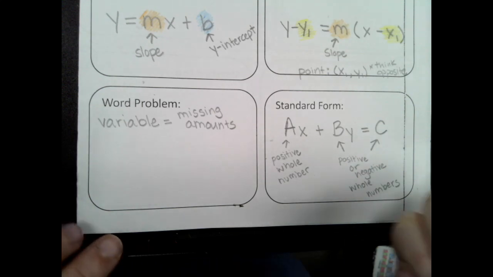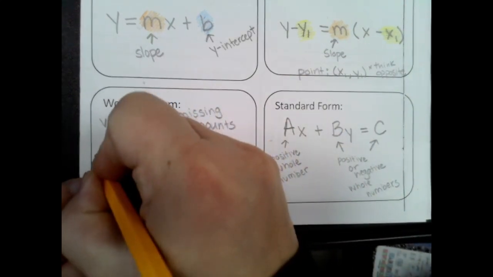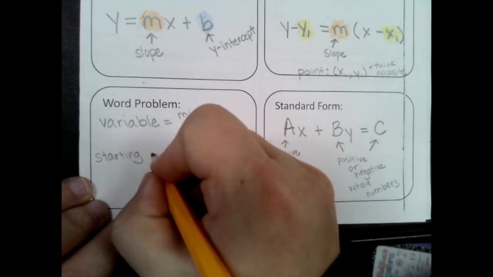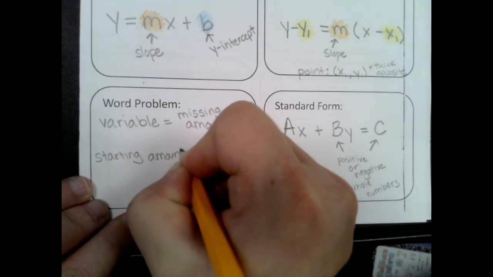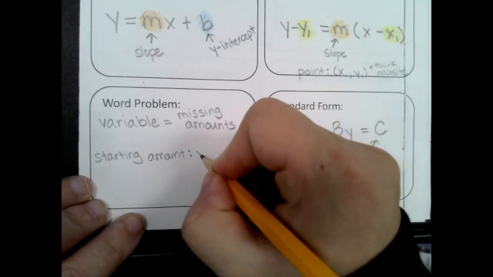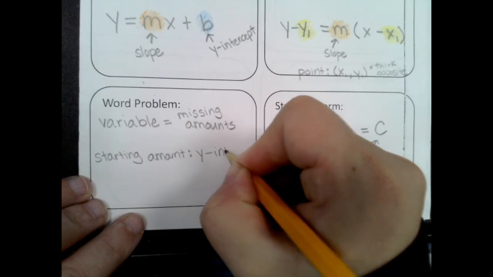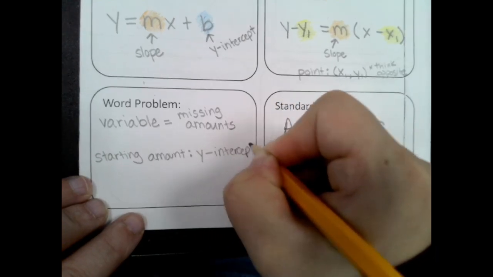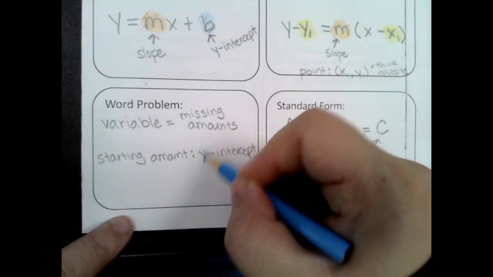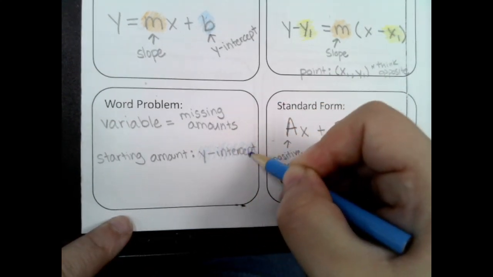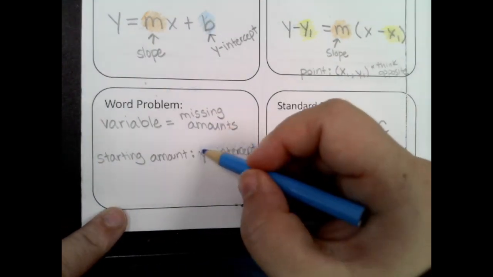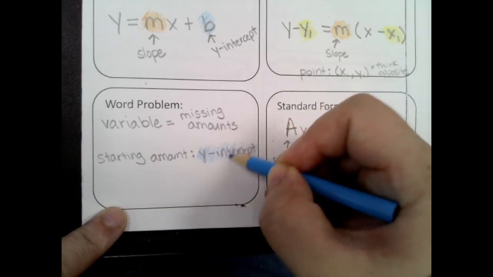Anytime we see a starting amount or a starting value, our starting amount will always be our y-intercept, or b. I'm going to do that in blue because I did my y-intercept blue, just so I can see it.